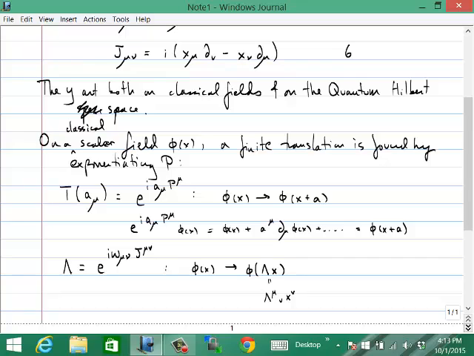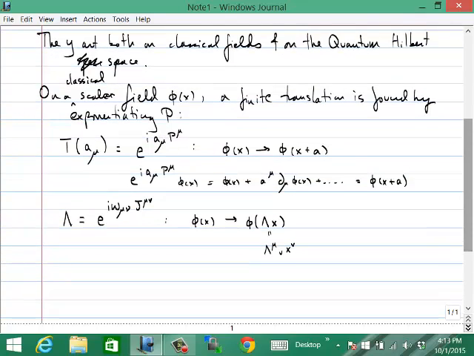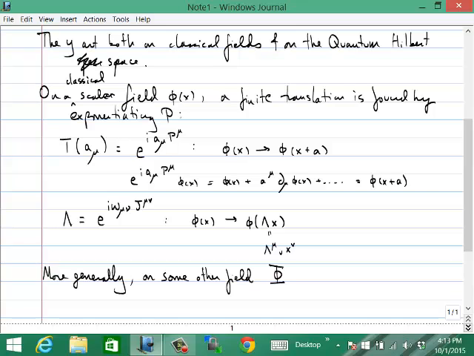So this is the sense in which we can regard the infinitesimal generators of the Poincare symmetries as differential operators acting on the coordinates. Okay. So here I've written down the manner in which these Lorentz transformations and translations act on a scalar field, but more generally, on some other field, which we might denote capital Phi.